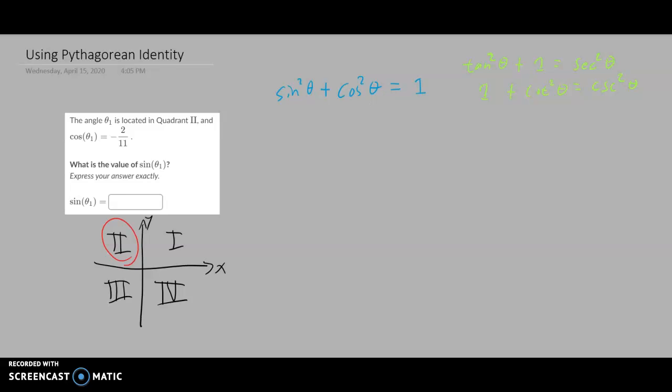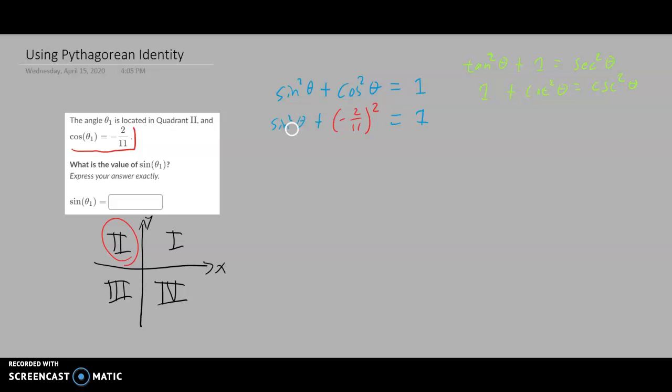So we are given cosine of theta. I'm just calling theta 1 theta. I just changed the variable to make it easier to write. So sine squared is what we're solving for. We don't know sine squared. But we do know that cosine of theta is negative 2/11. So cosine squared of theta is just going to be negative 2/11 squared, right? So this squared right here means that we're squaring the entire function. So I just moved the square to the outside. It means the same thing. So that's all equal to 1, okay?